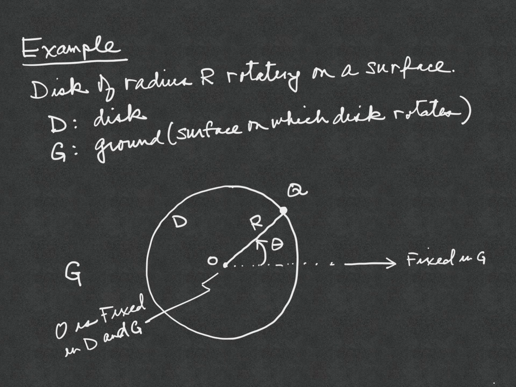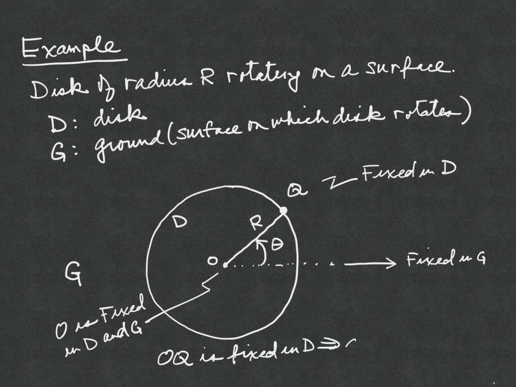Now you can see that because O and Q are both fixed to the disk, Q is fixed to the disk, and O is also fixed to the disk. That means that as a result, the direction along OQ is also fixed to the disk. So OQ itself is fixed in D. And that implies the direction from O to Q is fixed in D. And that's the starting point for this problem.